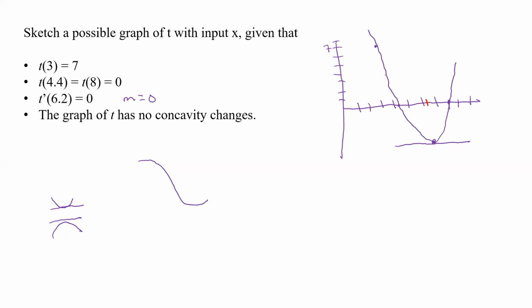And so we've gone down through that point. We've hit t of 4.4, got the slope 0, gone back up to t of 8 equals 0, and we're going up in that direction. So there's no change in concavity. And so I think that would be how I would draw a graph that is similar to this one. Okay. All right, let's stop there and we'll come back.